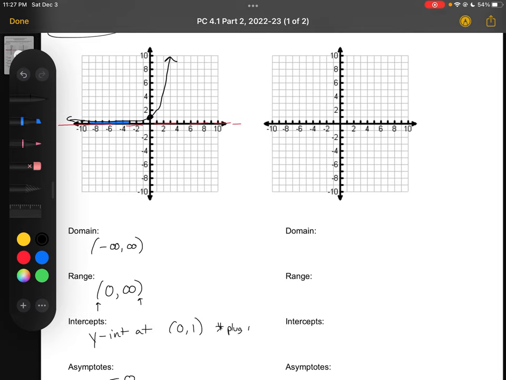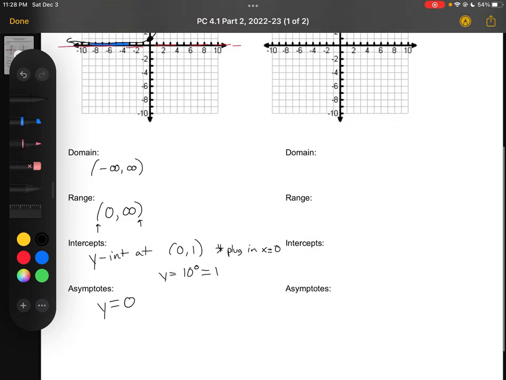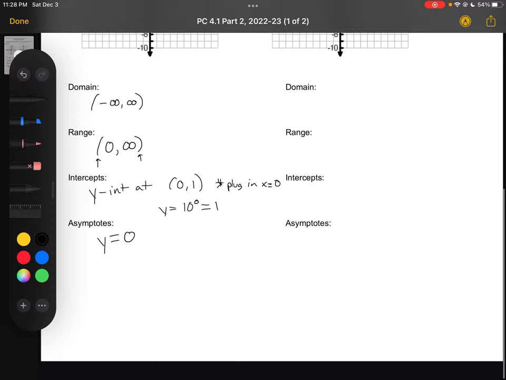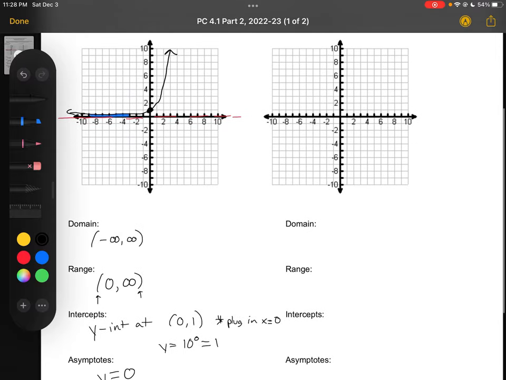The way to calculate this is we plug in x equals 0. So if we were to do that for this function, 10 to the 0 power, well, anything to the 0 power is equal to 1. So that is how we would do that by hand, calculating that y-intercept by plugging in x is equal to 0. So that's what we have for some of the basic properties of exponential functions.